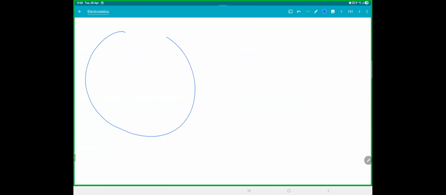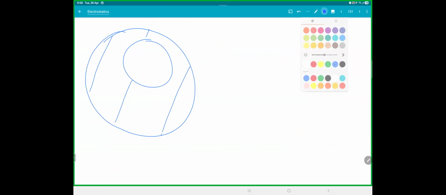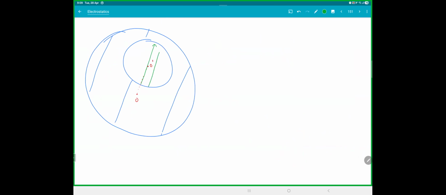So if you have a sphere and if this was the cavity, the field looks like this. So if this is your O and this was your O dash, if you draw a line like this, the field inside is like this. It's all parallel. The field is uniform. That's how the field lines will look like. I'll remove this blue thing here.